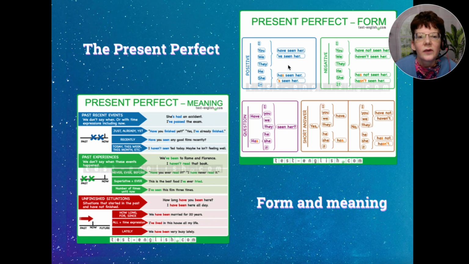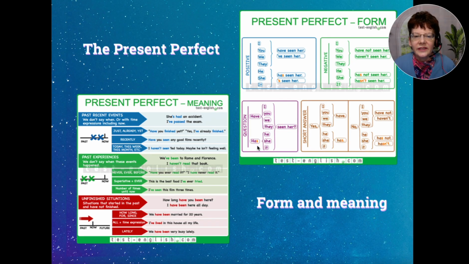Or when we have third person, like he, she, and it, we say has. So, he or she has seen her. Or we can use an apostrophe s contraction: he's or she's seen her. All right. For negative, we insert not between have and the verb. So I, you, or we have not or haven't seen her. All right. And for third person here, has not or hasn't seen her.